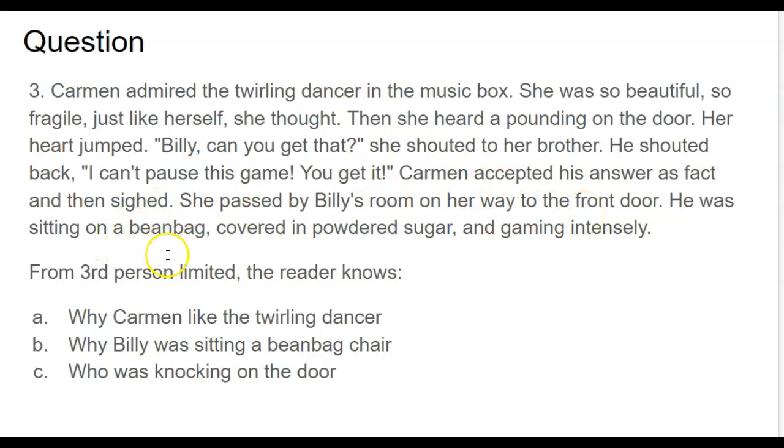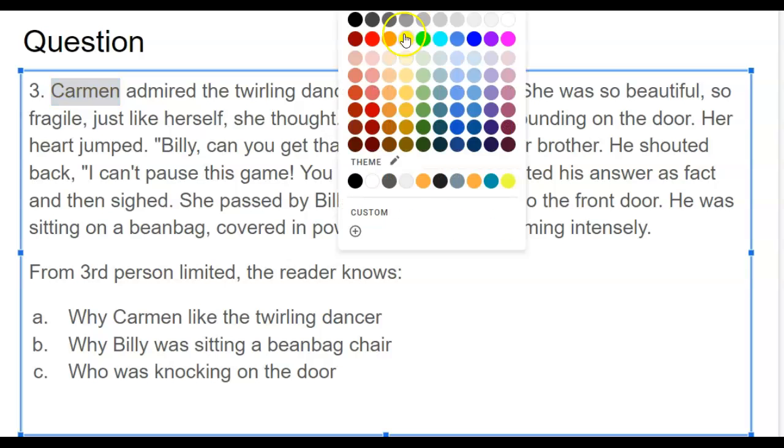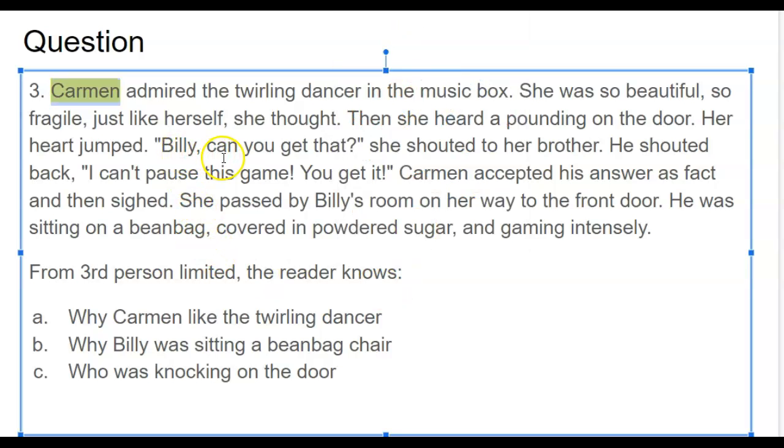So, third person limited. It is limited because we only know what Carmen is thinking, okay? We know that Billy is playing a game, but do we know what he's thinking as he's playing this game? No, because we only know what she's thinking. She passed by Billy and he was sitting on a beanbag covered in powdered sugar. But this does not tell us what he was thinking or feeling. We just know his actions.